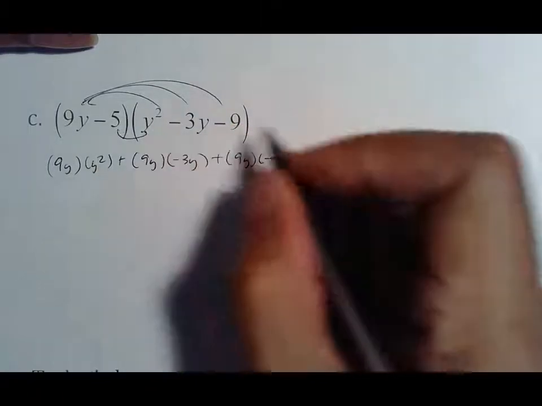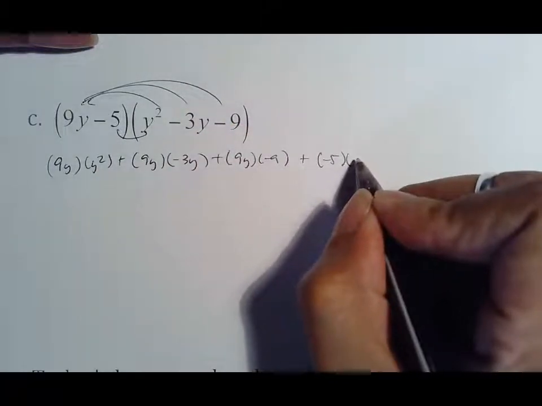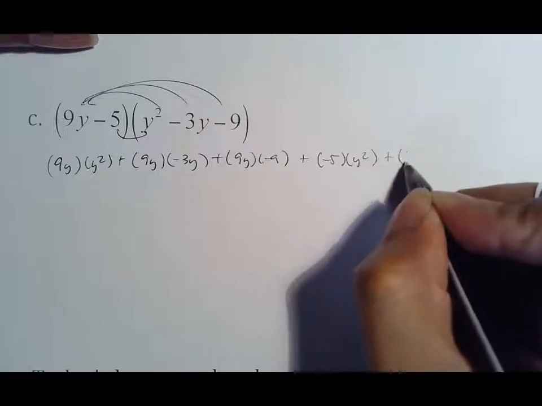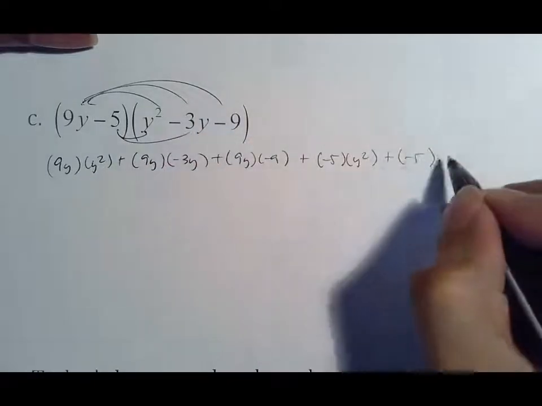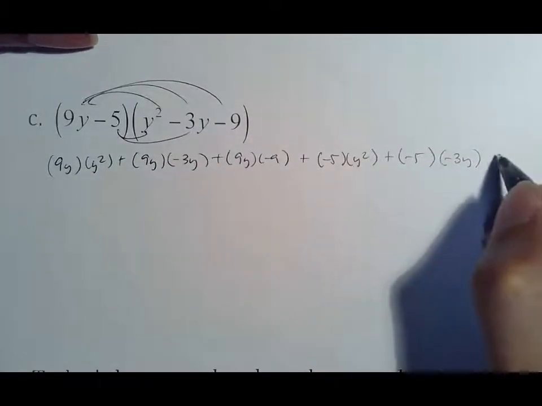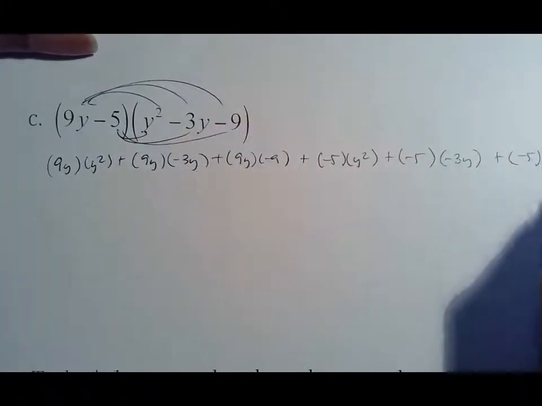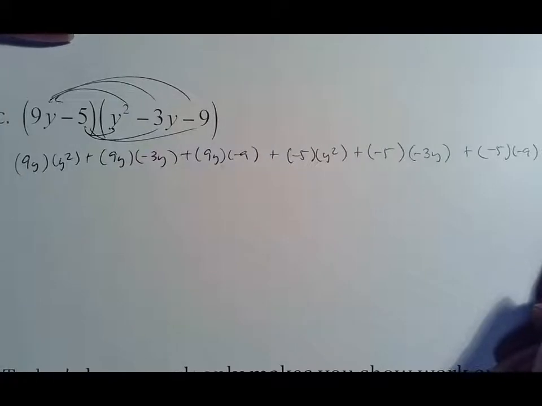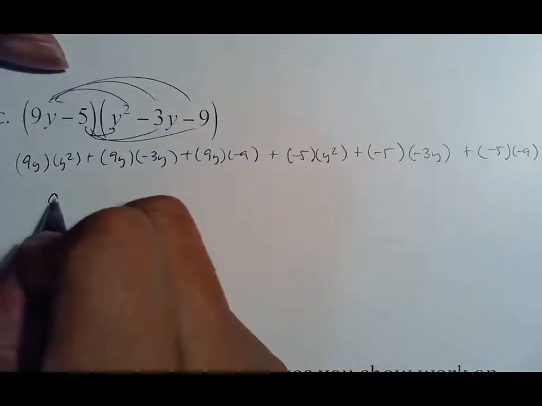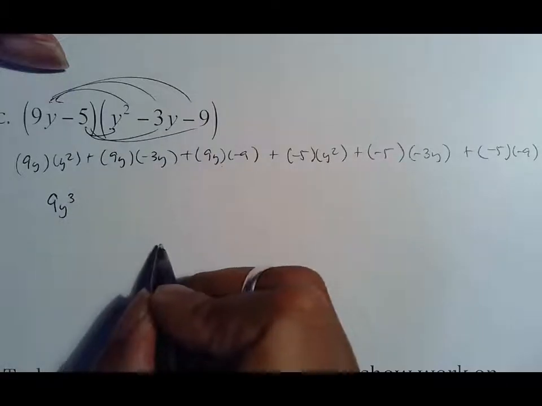Then negative 5 meets everybody. So negative 5 meets y squared. And negative 5 meets negative 3y. And negative 5 meets negative 9. Just be careful with your symbols. That's very, very important. From there, again, 9 with 3 y's.